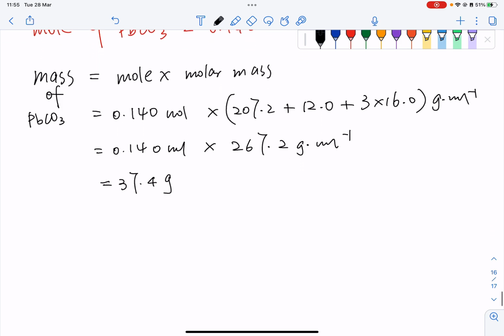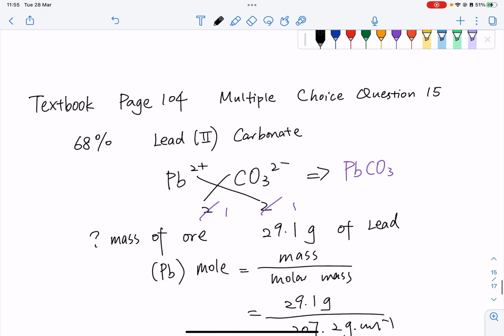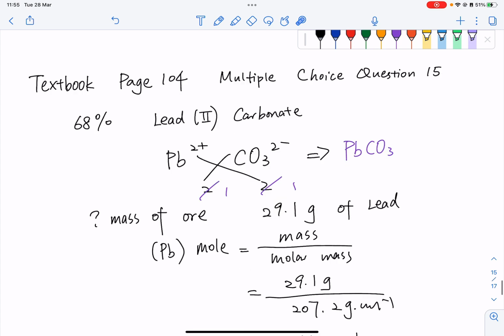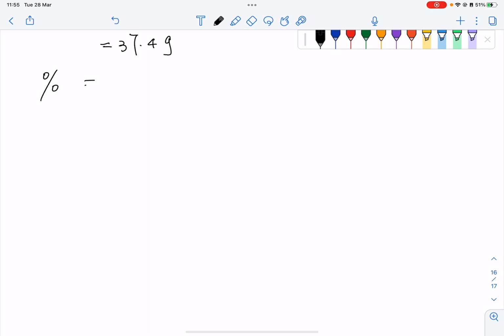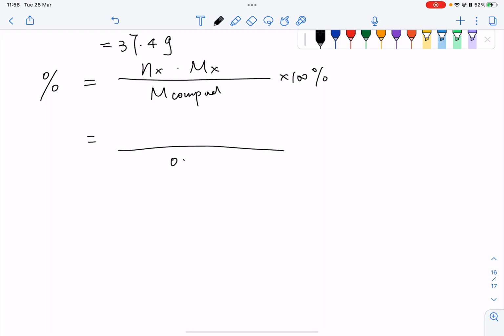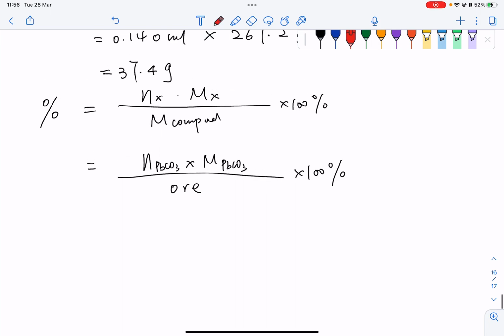If we have the mass of PbCO3, and we have the percentage above, right? The percentage here is 68% of lead carbonate. Can we calculate the mass of ore? So let's recall the percentage by mass formula. It's the number of X times the relative molecular mass of something, divided by the mass of the compound, times 100. So in this example, the compound should be the ore, right? And here is the number of PbCO3 times the mass of PbCO3. So now we know that this all together, I've already calculated, is 37.4.